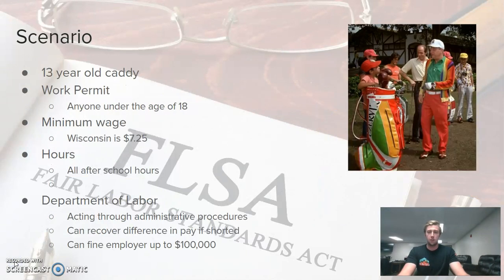So this scenario is from my life. When I was 13 years old, I wanted to be a caddy, so I had to get a worker's permit that I had to get signed by my middle school office and then go over to the district office and get that signed and then bring it to the employer, which then from there we talked about my wage and how I'd be paid and everything.